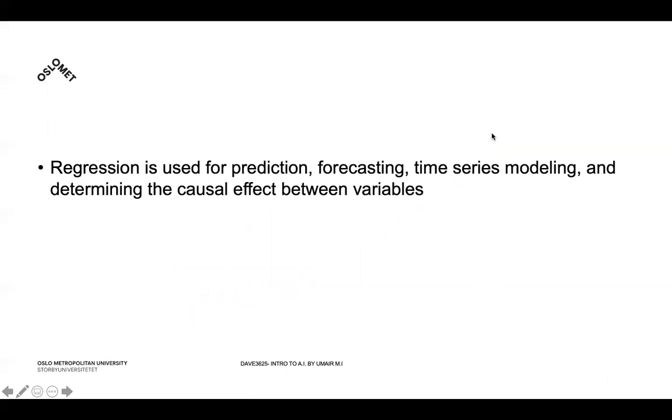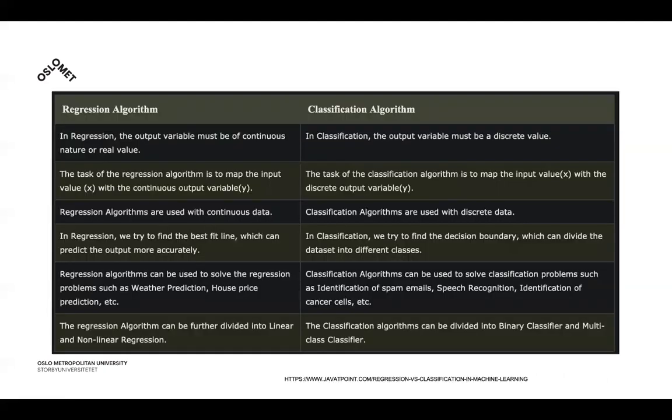Okay, this is more important: the difference between classification and regression algorithms. First and foremost, in regression the value should be continuous. In classification, it should be a discrete value. Then second, third, fourth. Fourth, I already showed you with the diagram. Fifth, we already discussed.